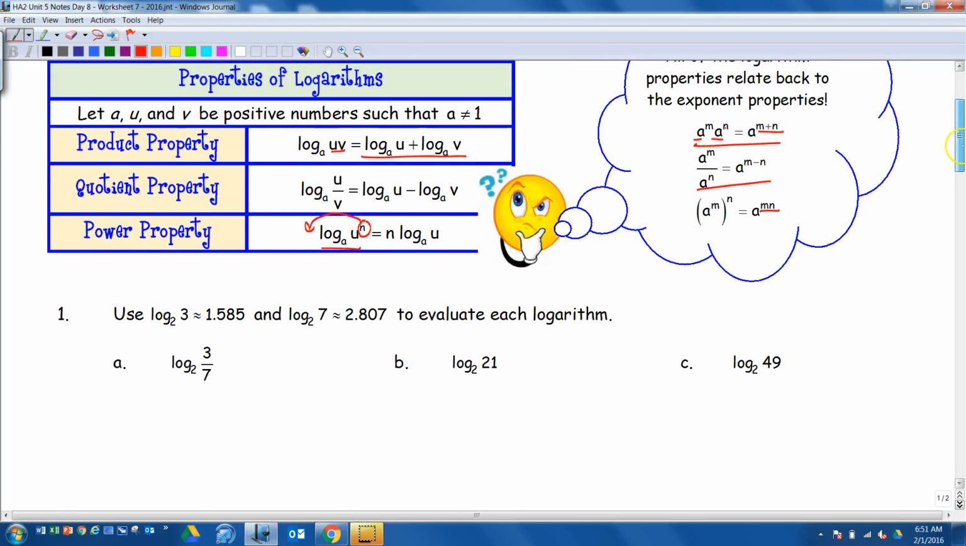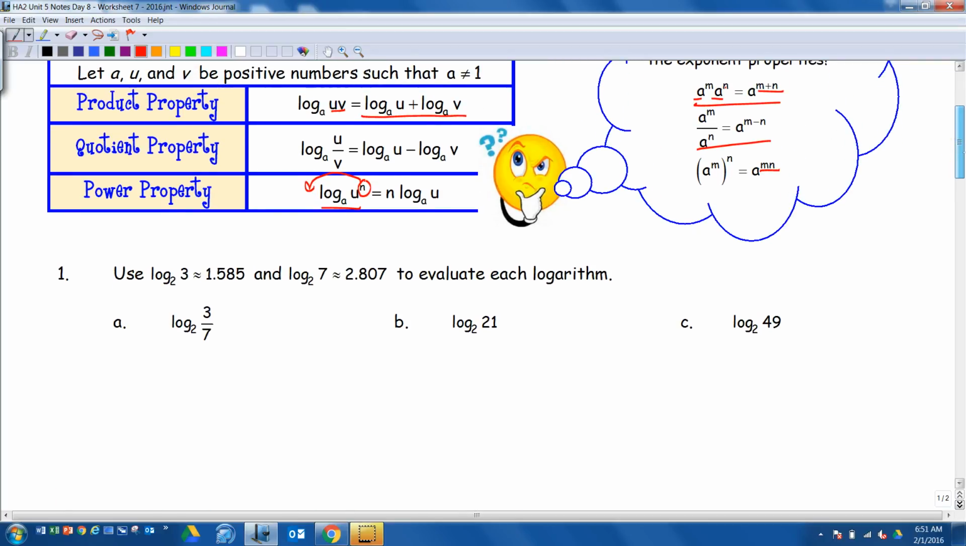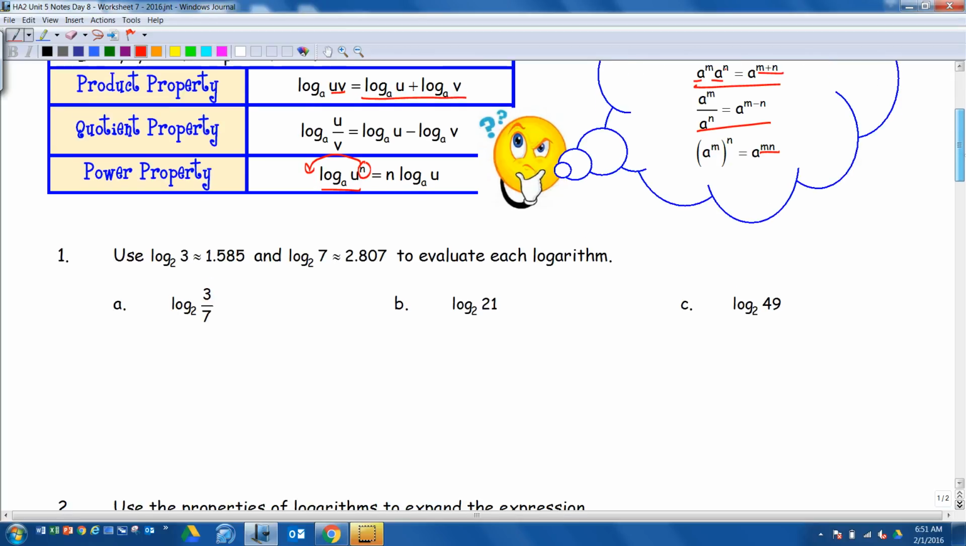Alright, so let's evaluate each logarithm. I look at it and I see I have log base 2 of 3 over 7. Since it's division, I know I can take it and split it into log base 2 of 3 minus log base 2 of 7. That's just the property. And then I tell you what is the log base 2 of 3 and what is the log base 2 of 7. It is those two values. So I'm going to put those in now. 1.585 minus 2.807. And you get a value of negative 1.222.